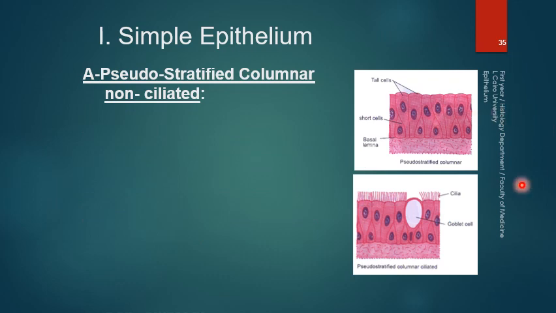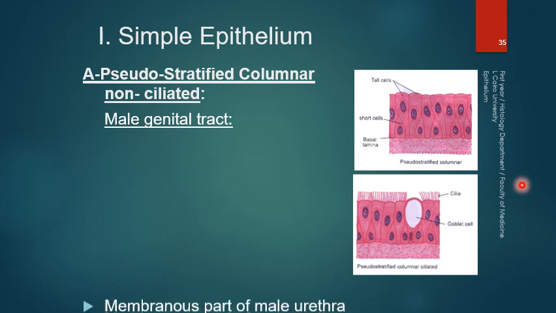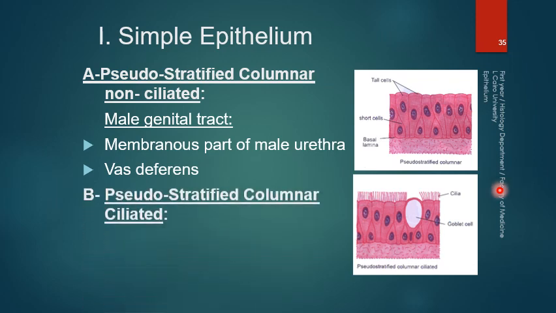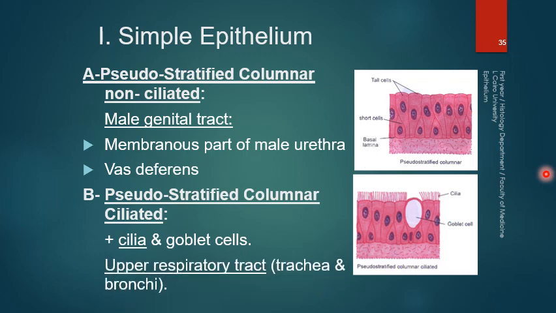Pseudostratified columnar non-ciliated is present in the male genital tract, as in the membranous male urethra and in the vas deferens. While pseudostratified columnar ciliated with goblet cells is present in the upper respiratory passage. What is the function? Sweep out mucus-trapped particles. Present in the upper respiratory tract, nasal cavity, trachea, and bronchi. Here are the cilia and these are the goblet cells.